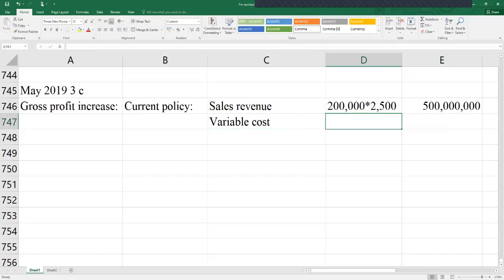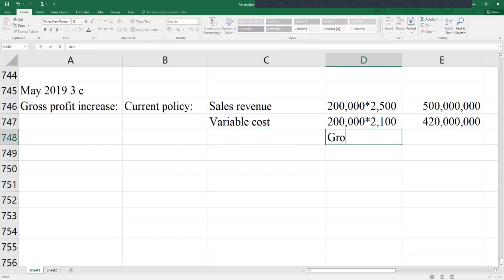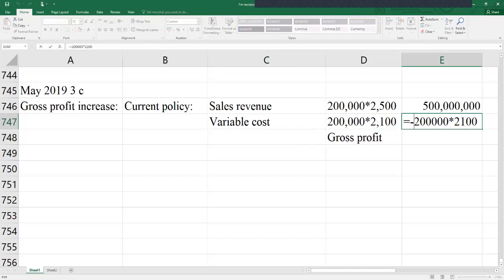The variable cost before was the units of sale times the variable cost per unit, which is 2,100. That gives us 420 million to be the company's variable cost before. So the gross profit before the new proposal is the difference, which is equal to 80 million. Okay, so that's the current policy.